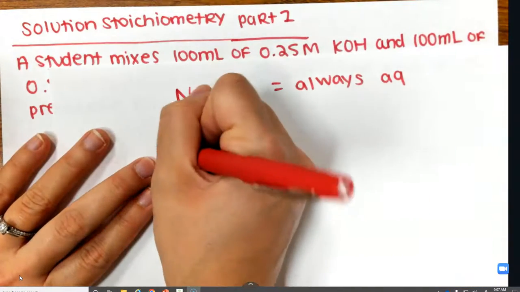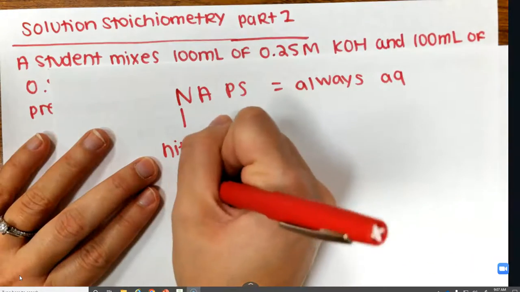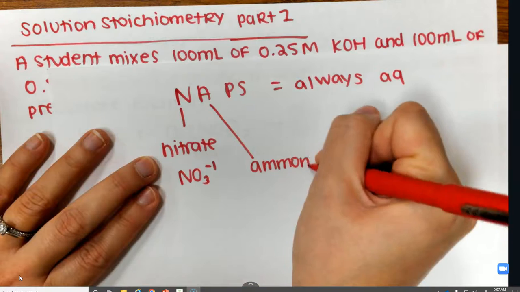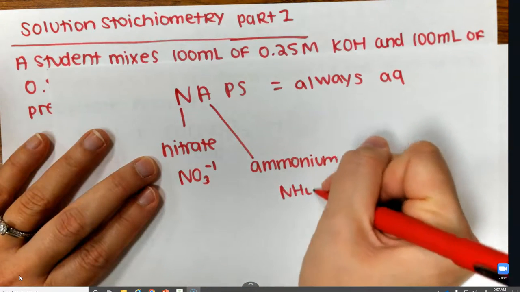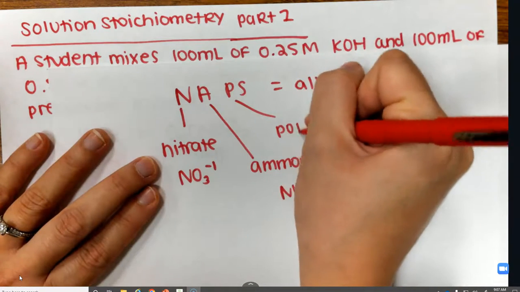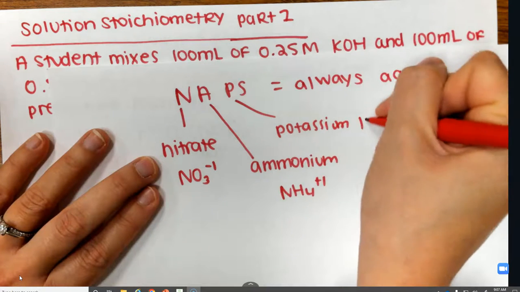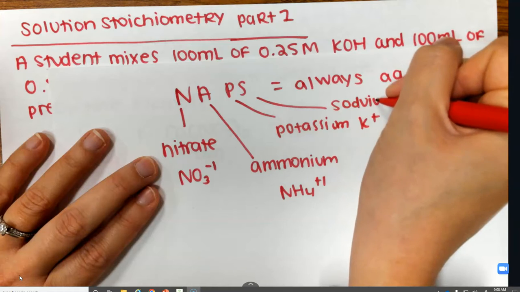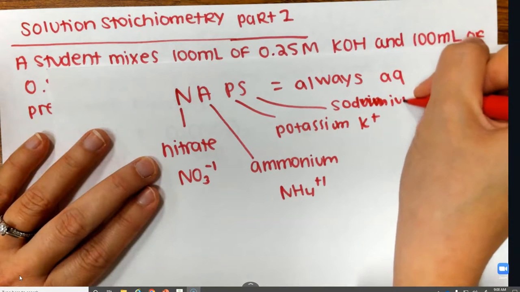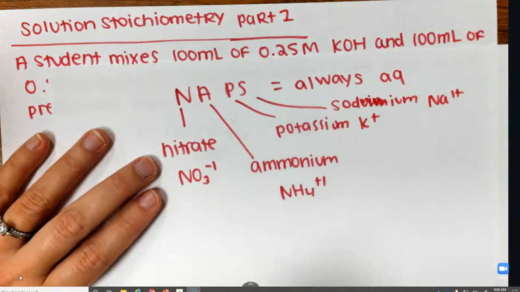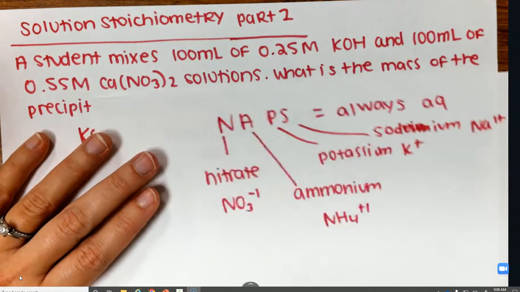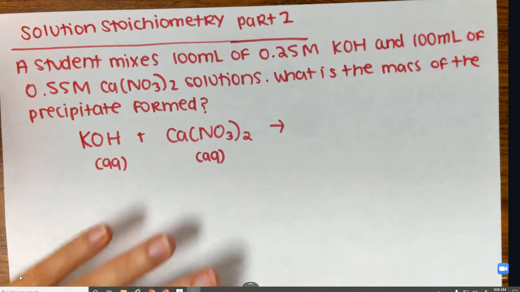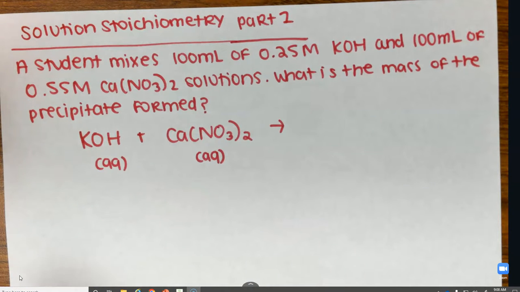And what does that stand for? N stands for nitrate. So anything that has NO3, -1. A stands for ammonium, NH4, +1. P stands for potassium, so K +1, and S stands for sodium, which is Na +1. Those ions are always aqueous, or always dissolve in water, and that has a potassium, and that has a nitrate. That's why they're both aqueous. Also, I told you they were solutions, which means they're aqueous.